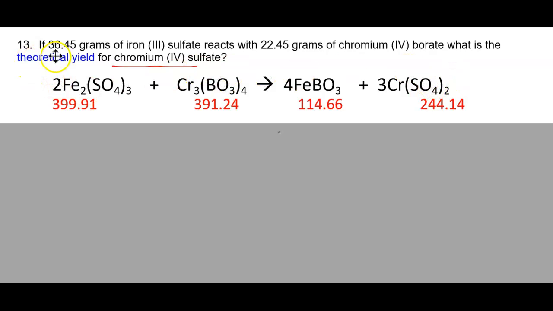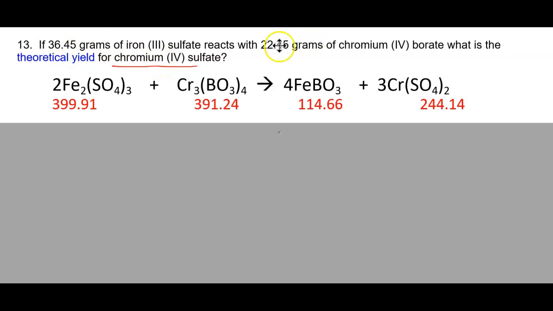So theoretical yield is a fancy way of saying, how much should I get starting with the limiting reactant? Theoretical just means how much. In theory, with perfect chemistry, how much should I get? In this case, it's asking how much chromium sulfate would I get starting with the limiting reactant.